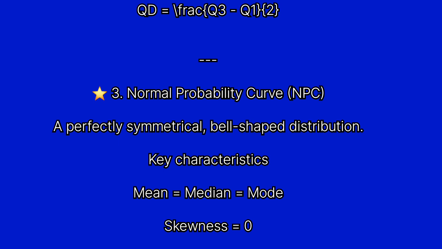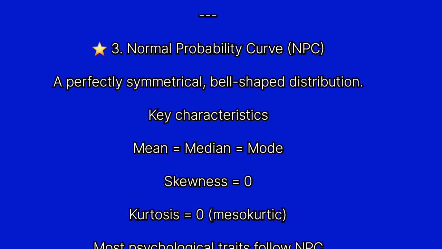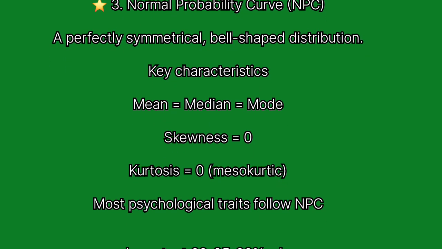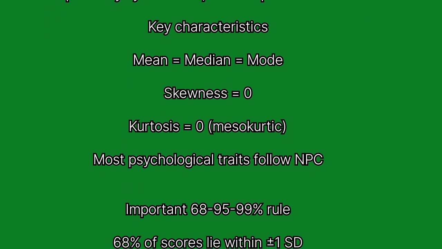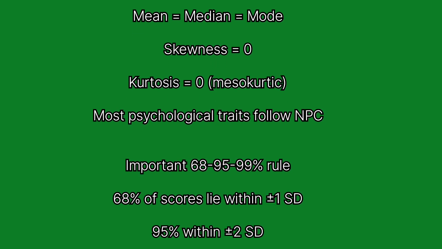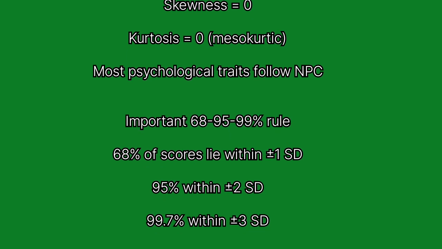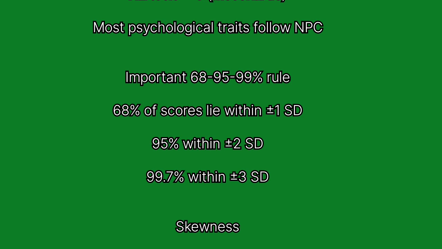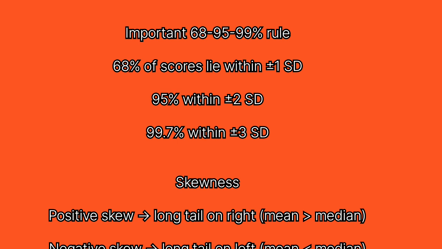What is the normal probability curve? NPC, the normal probability curve, is a perfectly symmetrical or bell-shaped distribution. The key characteristics are that mean, median, and mode are equal, skewness is 0, and kurtosis is 0. Most psychological traits follow NPC. And the important thing is the 68-95-99 rule. 68% of the scores lie within plus or minus 1 SD, 95% within plus or minus 2 SD, and 99.7% within plus or minus 3 SD. Next is skewness.